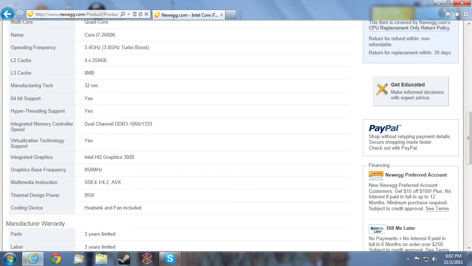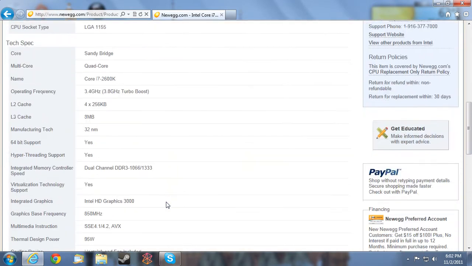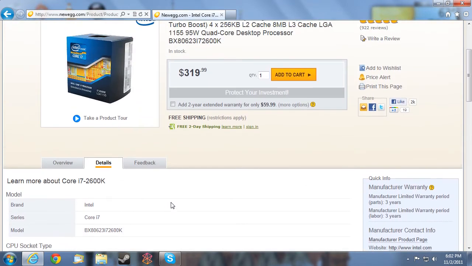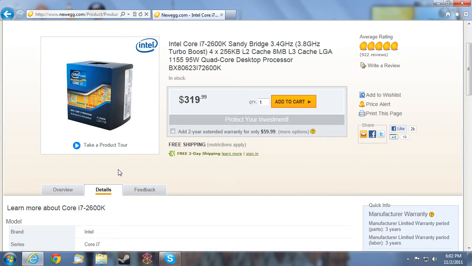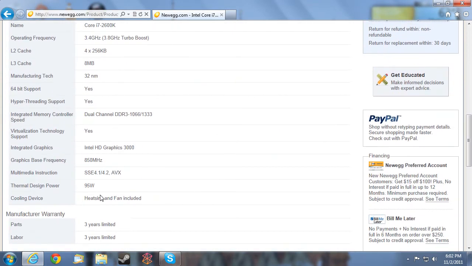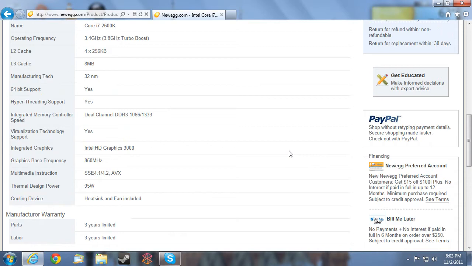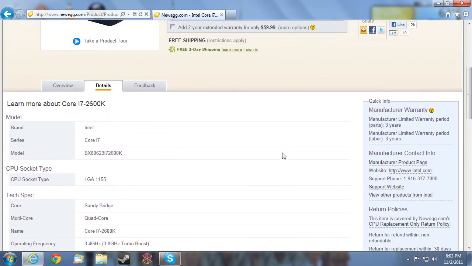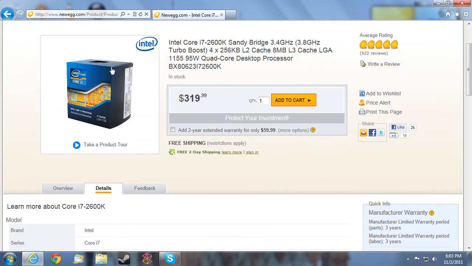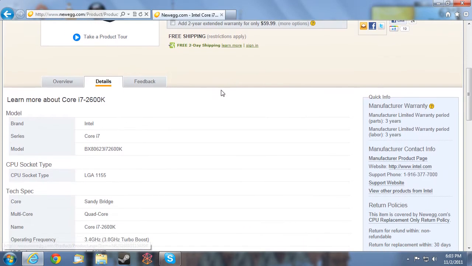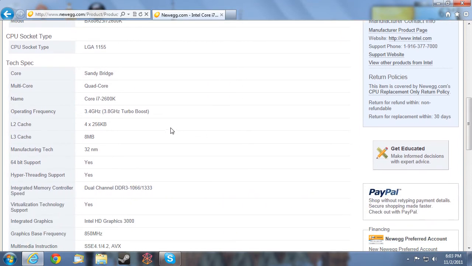We have also the thermal design power. So 95 watts, telling you it's going to be consuming 95 watts of energy to run the processor. The cooling device is going to be the included heat sink and fan. Pretty much any processor you're going to buy is going to have an included heat sink and fan, but some individuals go ahead and buy aftermarket coolers to cool their processor. So just telling you that's included. Manufacturer warranty, 3 years parts and labor. Once again, this is going to be specific for the processor product you're buying. But hopefully that gives you some idea of what to look for in a processor, or maybe not what to look for, but gets you a better understanding of what all these specifications actually mean.